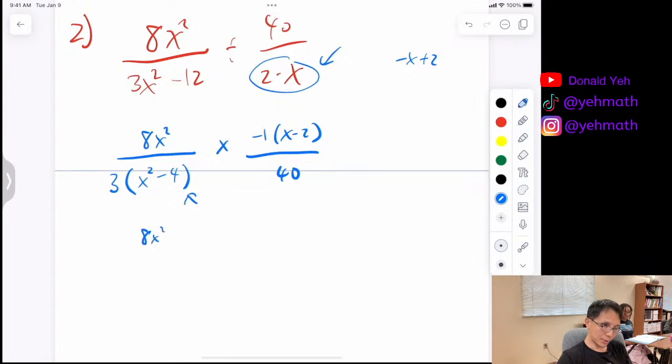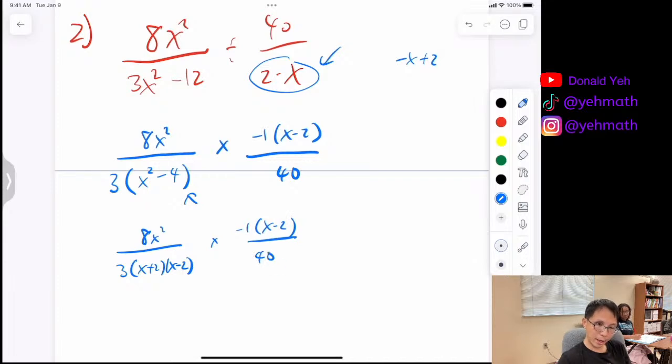So it'll be ax squared over 3 times x plus 2, x minus 2, times negative 1 times x minus 2 over 40. Now, can anything simplify here? x minus 2, that's a factor, right? Double check that it is a factor. That means that thing multiplied by the other thing, not added to the other thing. Let's say 1 plus x minus 2, that cannot cancel the x minus 2. You have to make sure that's multiplication. See that negative 1 times x minus 2? See that x plus 2 times x minus 2? That is that. Okay, so can anything else simplify?